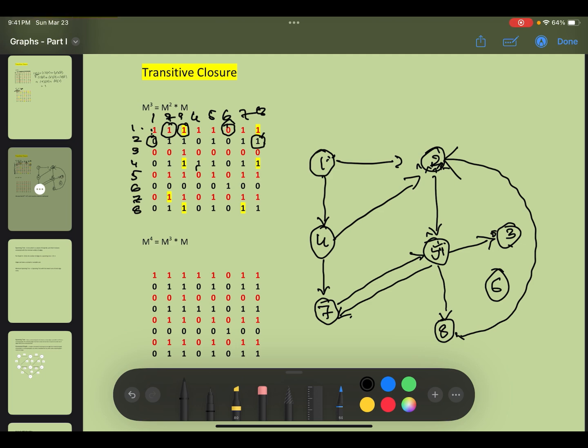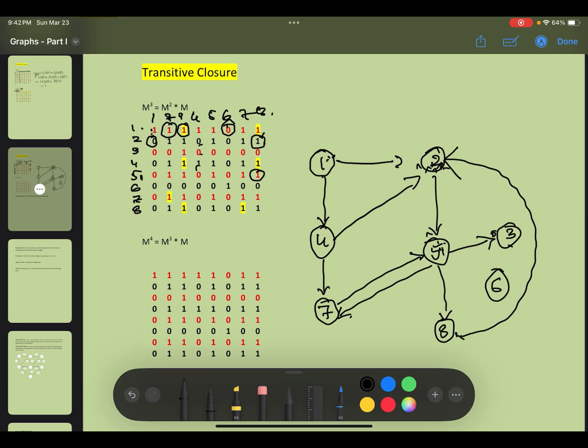But you cannot reach vertex 4 because vertex 4 has an incoming edge only from 1 and you cannot reach it from any other vertex. So you cannot reach vertex 4 from 2, which is why there is a 0. So if you cross verify this like that, there is a 1 at this place only because this vertex can be reached from this vertex.